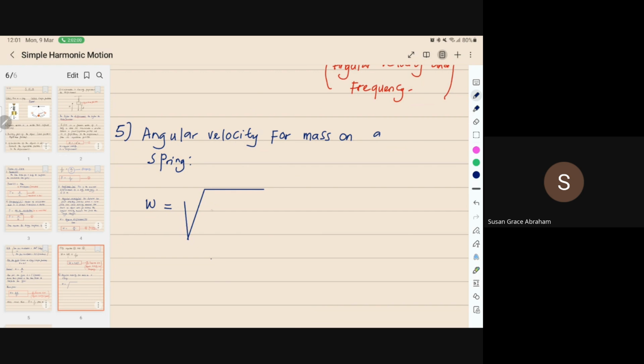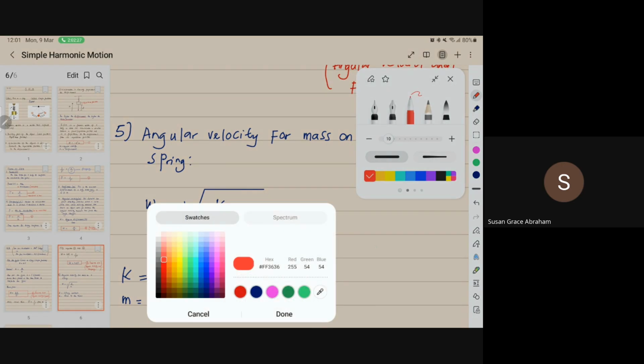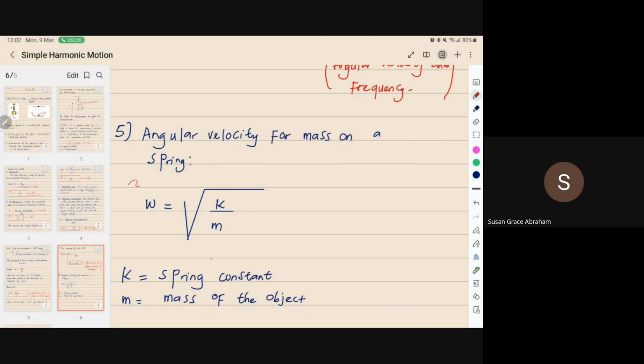So that's the square root of k all over m, right? So k, they will give you the spring constant. K is the spring constant, and m is the mass of the body or the object. All right, then this happens to be my equation number 8. So that's how you get the angular velocity for that object that is on the spring, right? K is the spring constant, which is always given, right? So this is equation number 8. Are we together?